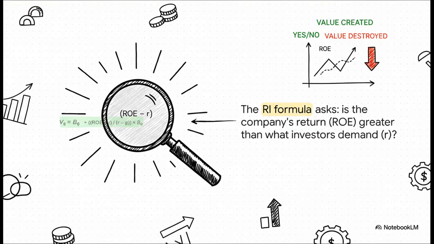This formula really gets to the heart of it. Just look at the part in the parentheses: ROE minus r. It's asking one simple, powerful question. Is this company earning a higher return on its equity than what investors require? If the answer is yes, it's creating value. If it's no, it's actually destroying it.